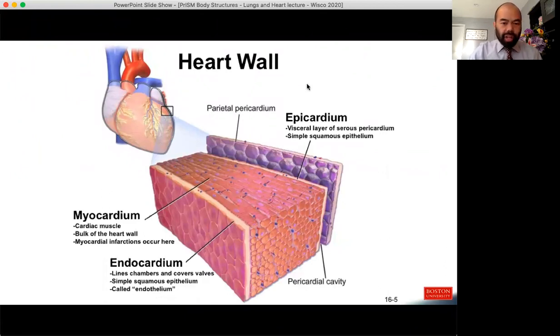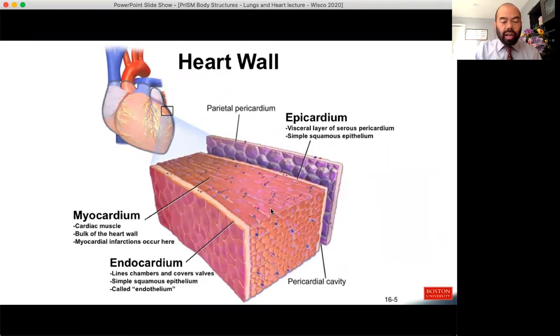Okay, so let's take a look at the heart wall. Now, by way of orientation, this is the parietal serous pericardium, which is colored in purple. And this, what looks like a fibrous layer, is indeed the fibrous pericardium. And then on the heart side is the epicardium, histologically, which you might remember has the same name as the visceral serous pericardium.